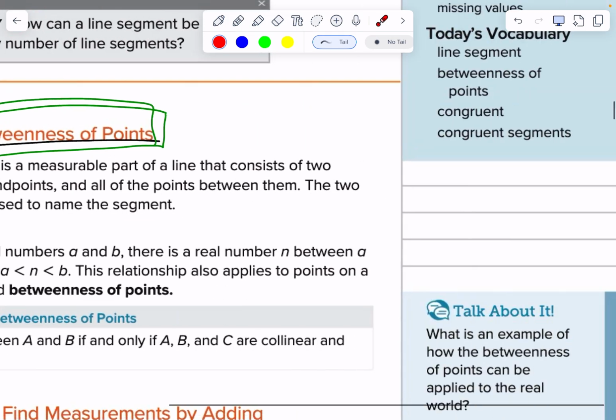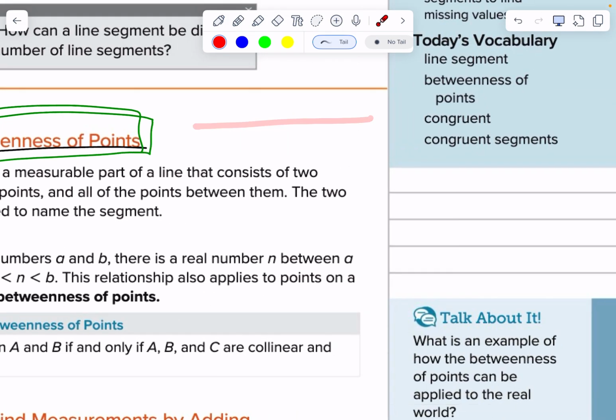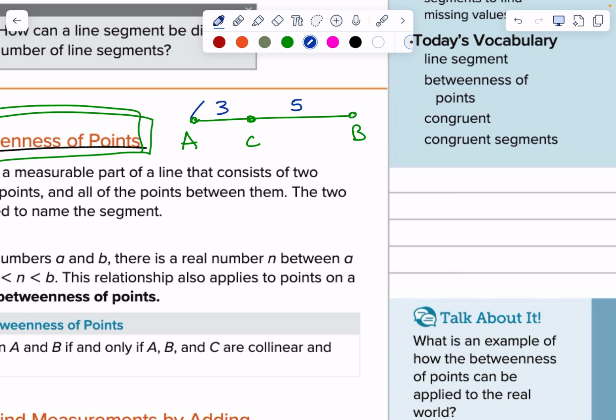All right, so here's what betweenness of points means. Let's say I have a line segment. Just a little rough sketch. Here is A, here is B. I'm going to put C in the middle, but on purpose not exactly in the middle, just in between, because I don't want you to believe this only works if C is exactly in the middle. If this segment is 3 and this segment is 5, the whole segment is 8.